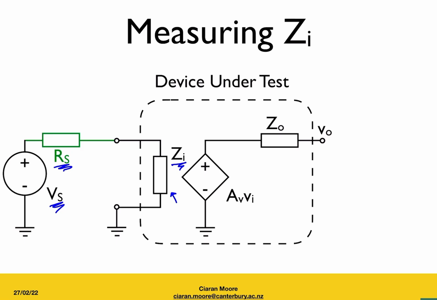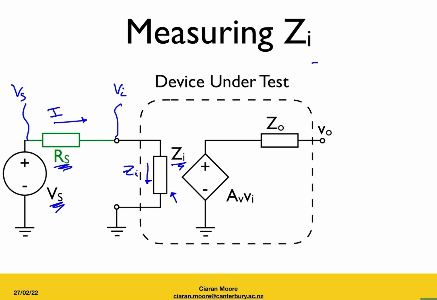Knowing Rs, we're then going to measure voltages, and we're going to measure the voltage here. That will give us Vs. We're also going to measure the voltage here. This will give us the voltage going into our component, Vi. The reason that we measure these voltages is so that we can find the current flowing through Rs, which will also be the current that flows through Zi.